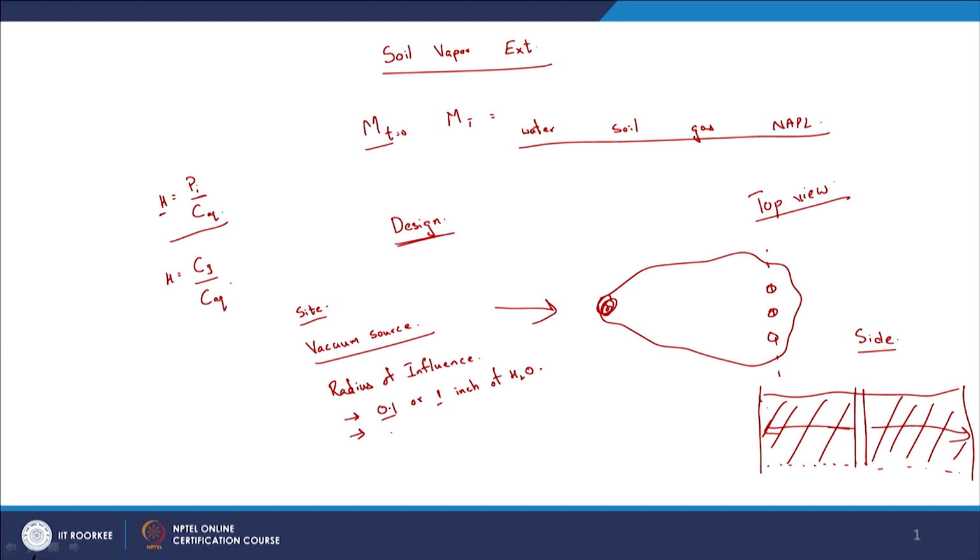So, that is something to keep in mind, and others have mentioned something like either 10% or 1% of the pressure at the well. For example, you maintain some pressure x out here, and quite a few people have looked at 10% of x as the threshold to define the radius of influence. So, different ways to define radius of influence.